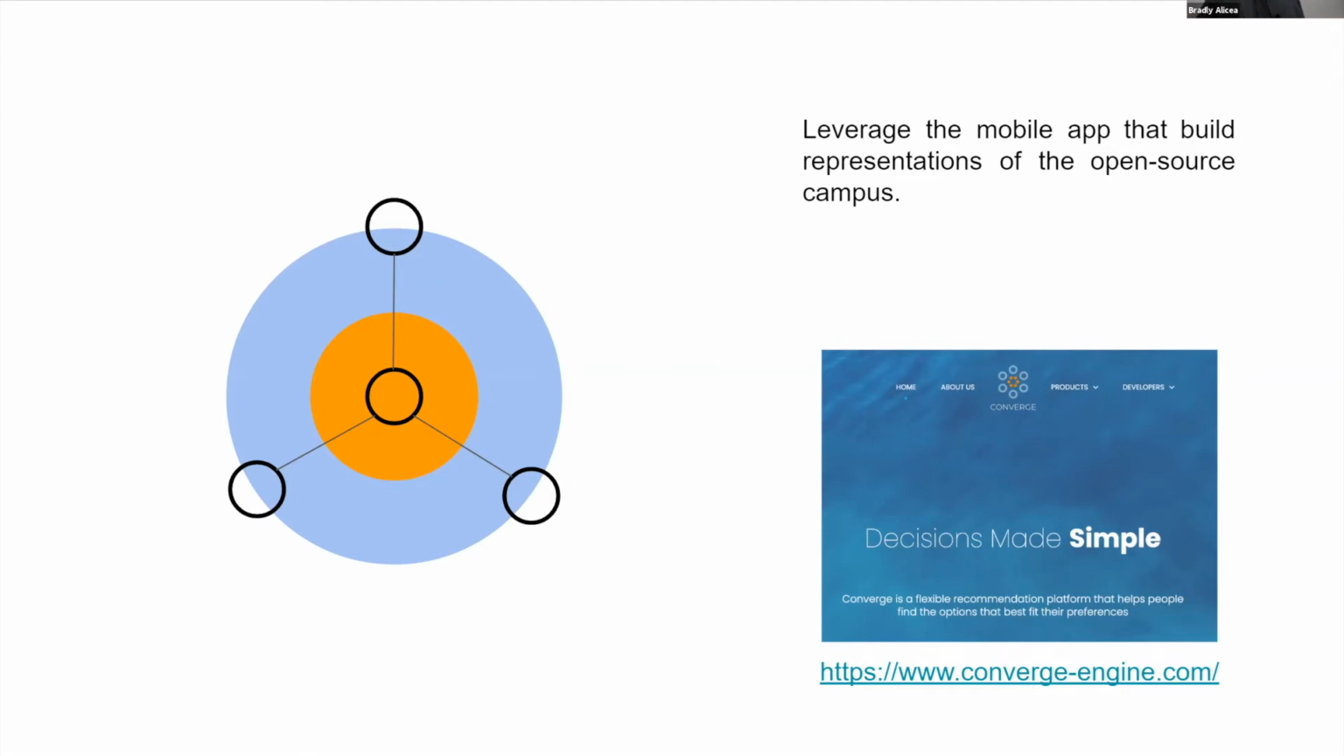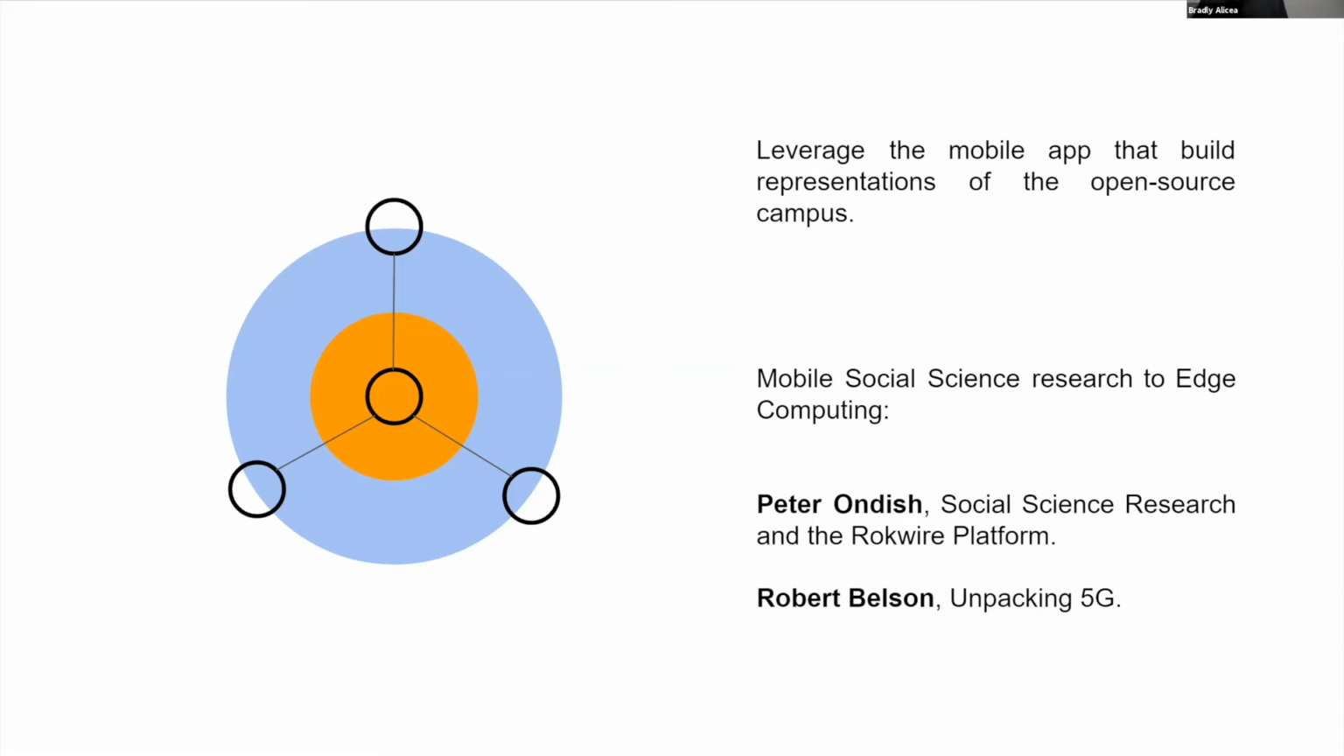So then, we're going to have two people talking about what these might look like. Aside from the Converge Engine, Peter Ondish, who is at the Center for Social and Behavioral Sciences, is going to talk about social science research in the Rockwire platform. Their goal there is to do survey research and other types of social science research using this platform. And of course, they have to adhere to a very high standard of data security and privacy, because in social science research, you ask people questions and you don't want people to identify who's saying what, but you also want to be able to leverage a mobile device to collect the data. So he's going to tell us a lot about that.